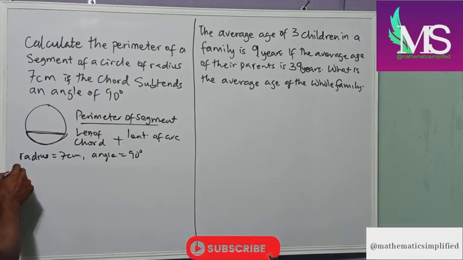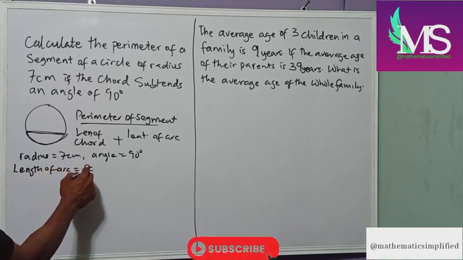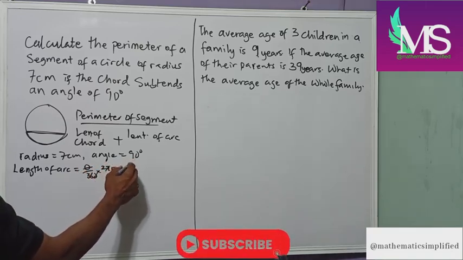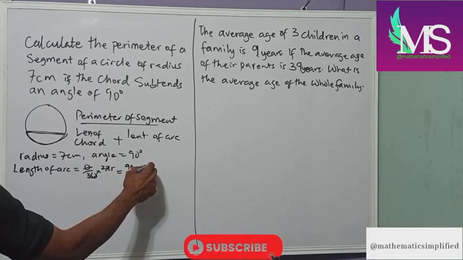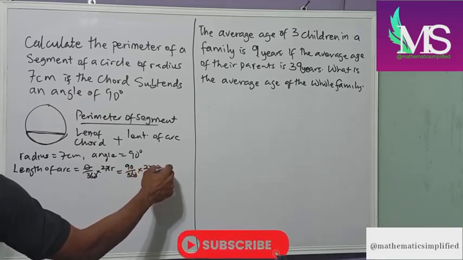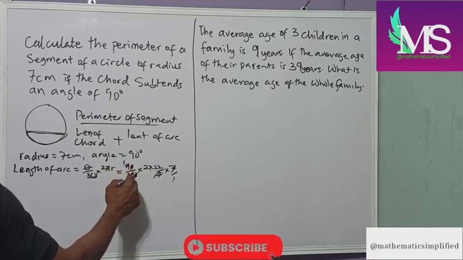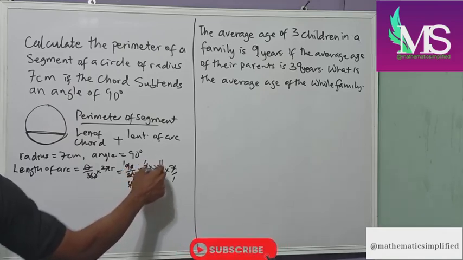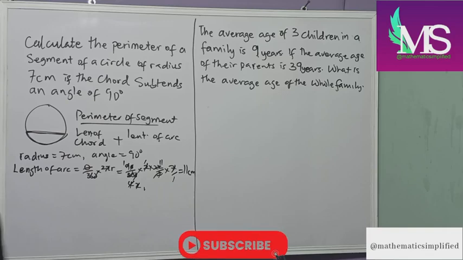Now for the length of arc, we have it as theta over 360 times 2 pi r, which gives us 90 over 360 times 2 times 22 over 7 times 7 over 1. Cancelling, 9 here 1, 9 here 4, 2 here 1, 2 here 2, 2 here 1, 2 here 11. So our length of arc will be 11 centimeters.